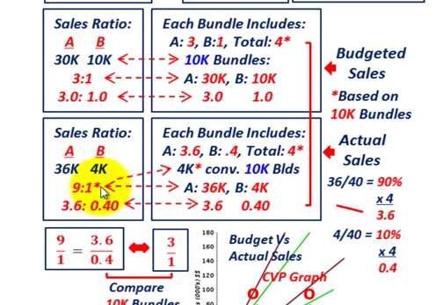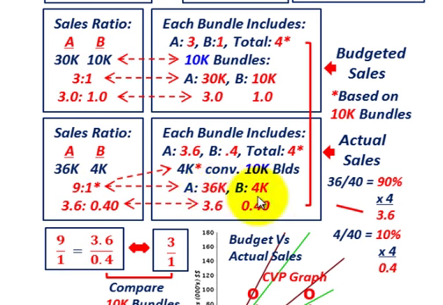Total of that would be a quantity of 10, divided into the total 40,000 quantities that we sold for A and B. That gives us 4,000 bundles, the number of bundles. Now we want to convert that into 10,000 bundles, because we want to make the comparison, looking at our budgeted sales versus our actual sales based on the same number of bundles.